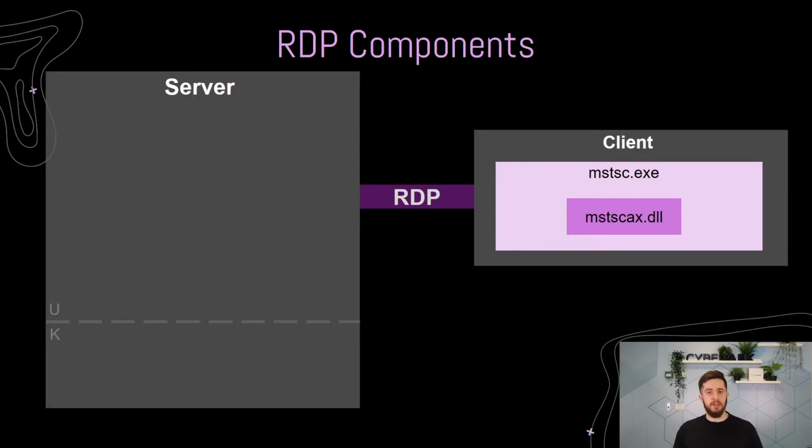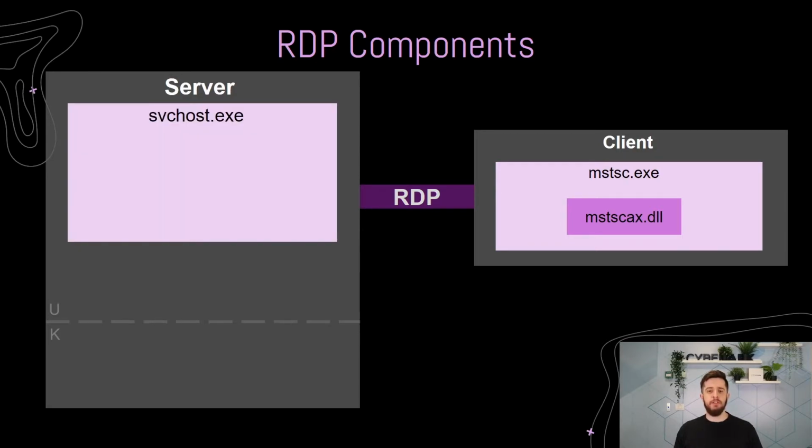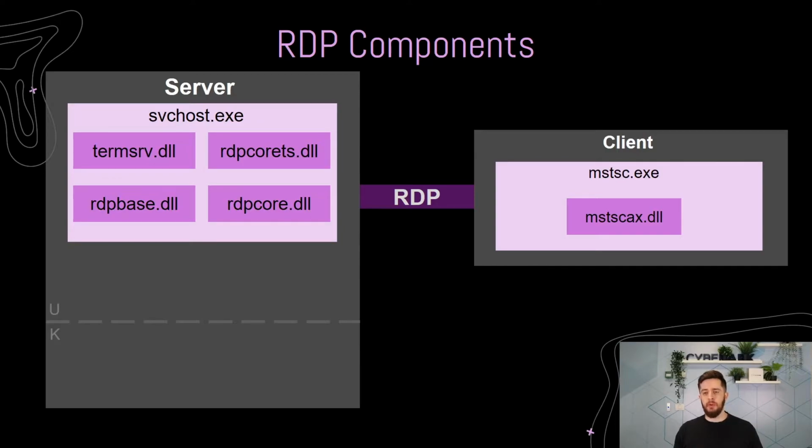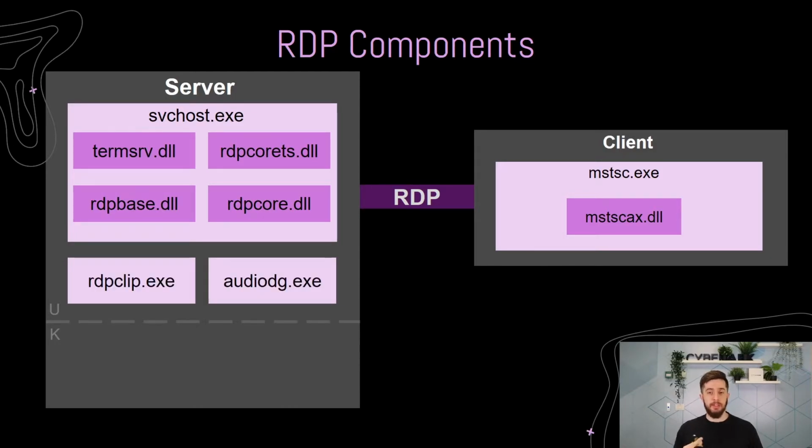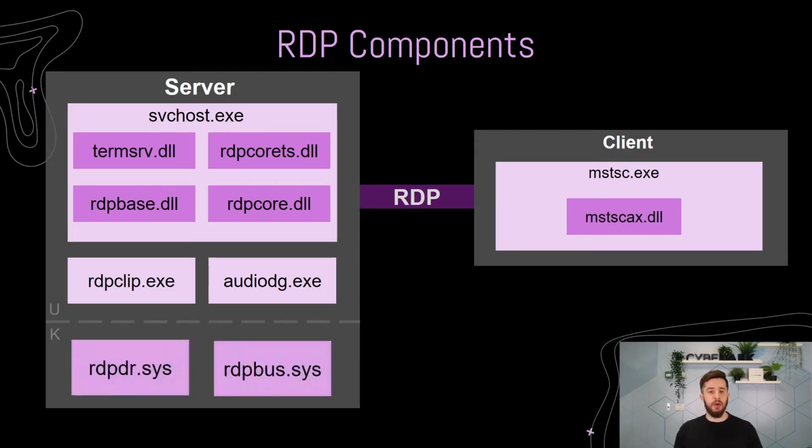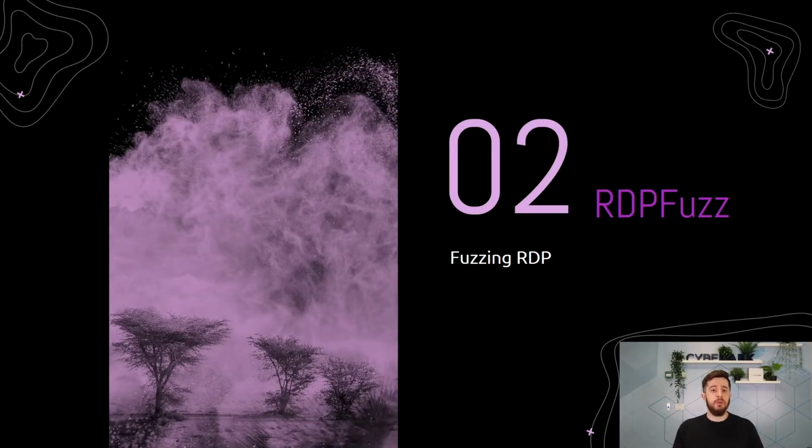Now, onto the other side of the server, here we have the main server service, which is hosted inside an SVC host. And this one loads a few DLLs to handle the protocol's logic. Other than that, the server also runs a few other processes for handling different channels, the clipboard channel, for example. And finally, the server also has a few kernel drivers for some channels' functionality. Take, for example, the device redirection channel you can see here. So now that we have the basic understanding of RDP, let's talk about fuzzing.